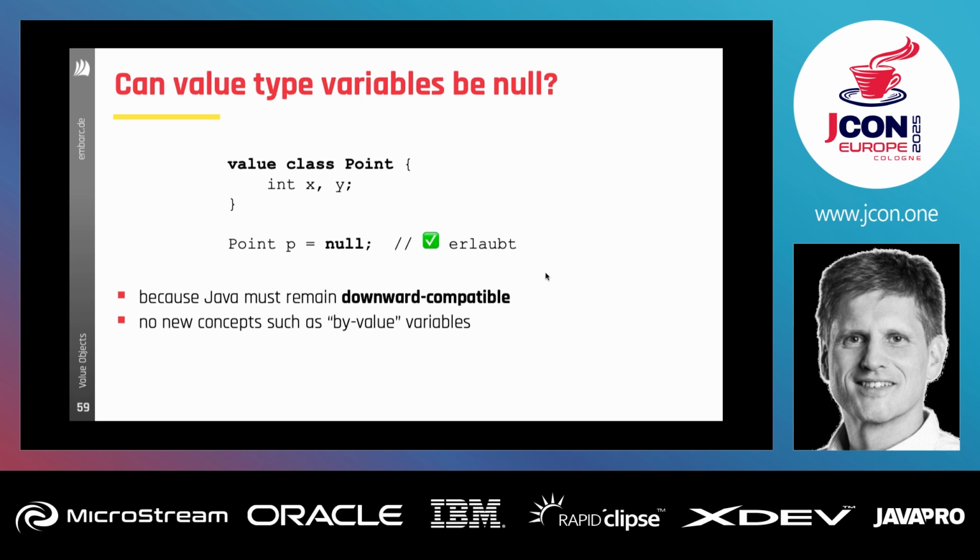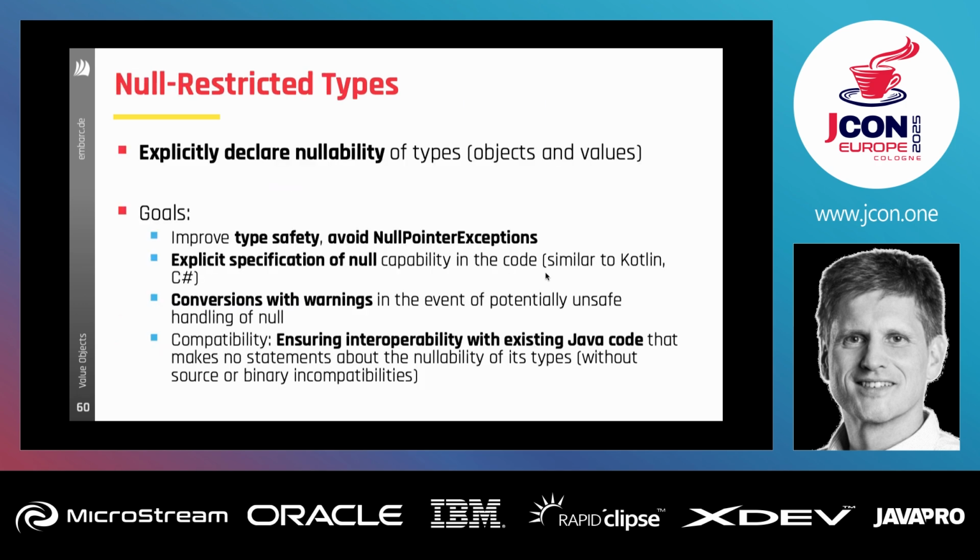They are not thinking about new concepts like copy by value only; they have to integrate these value types into the existing system, and it's already quite complicated. So if we want to restrict types from being null, then we have to explicitly declare non-nullable types. The goals of this JEP will be type safety to avoid null pointer exceptions, so we get information about null pointers already at compile time. And it will be an explicit specification of null, like Kotlin already uses.